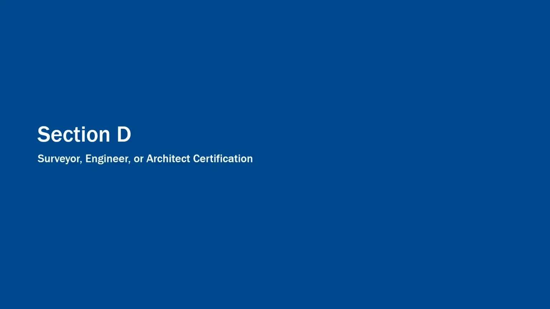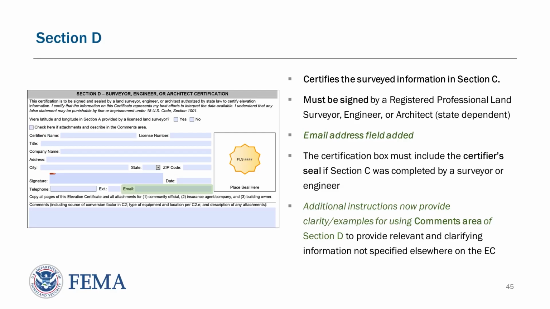Section D only has minor changes, but you'll like them. Section D is used by the surveyor or other licensed professional who completed Section C. Here they sign and seal to certify that their surveyed elevations are correct. The change here is the addition of a field for their email address. All fields are required in this section. There are a lot more prompts for the comments in the Section D instructions.